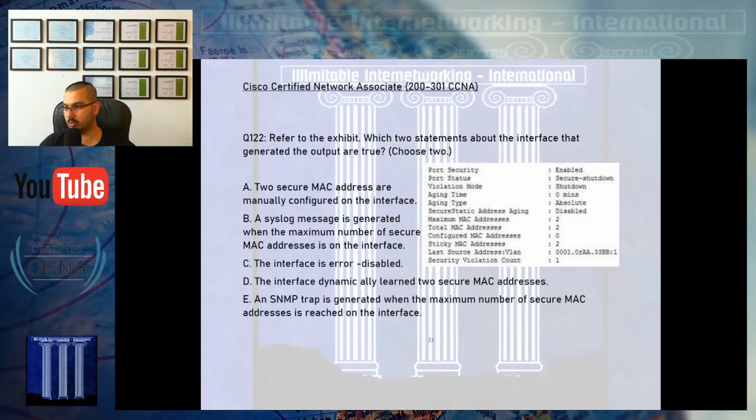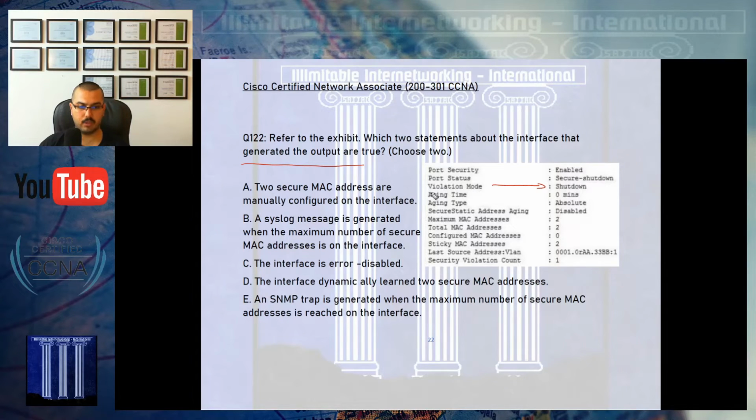Okay, question 122. Refer to the exhibit. The exhibit shows port security, port status, port security enabled. The status is secure-shutdown, violation mode shutdown, the default. This is a port security question. Which two statements about the interface that generated the output are true?